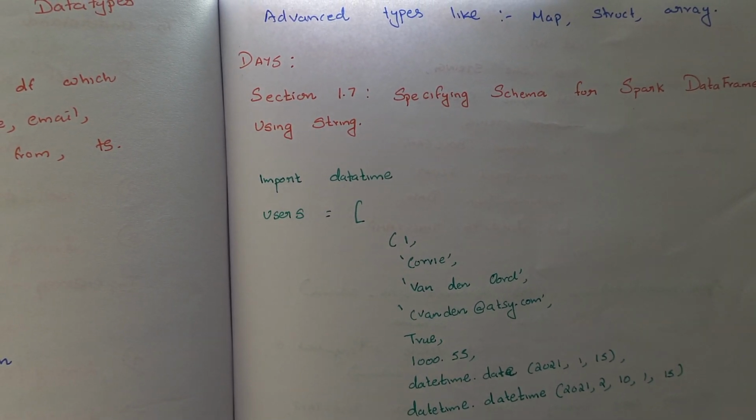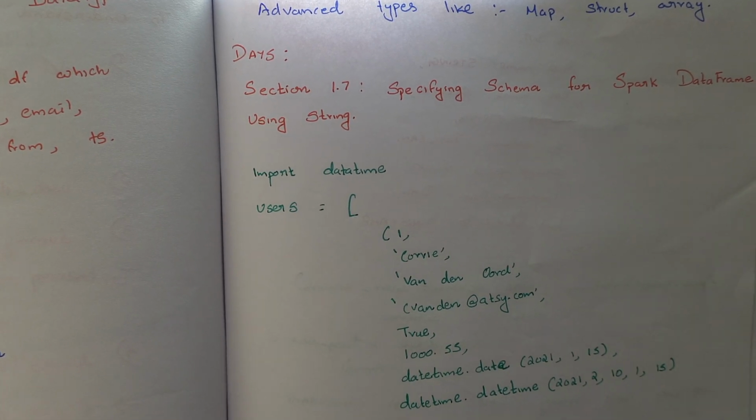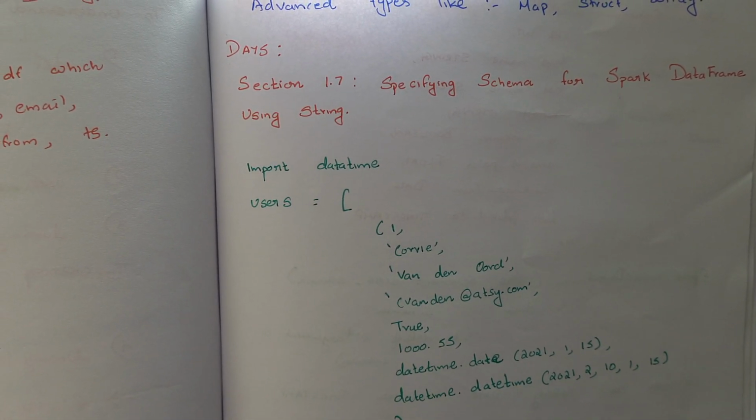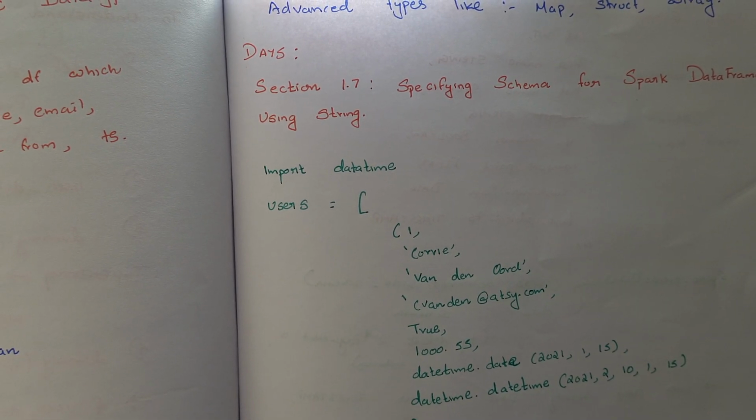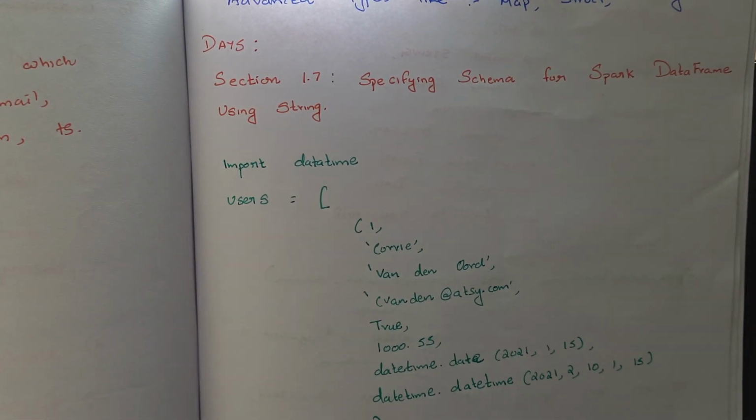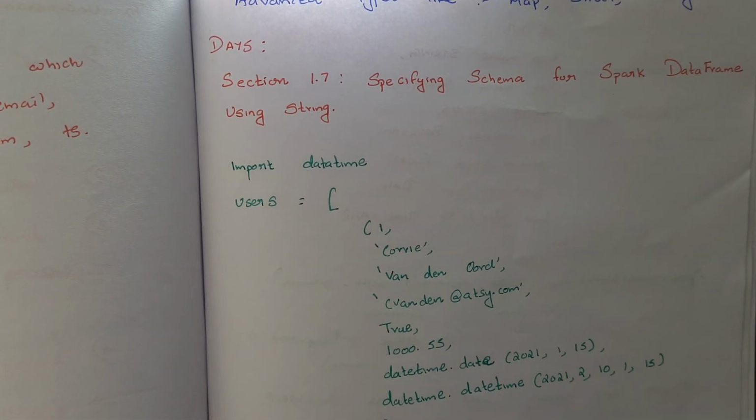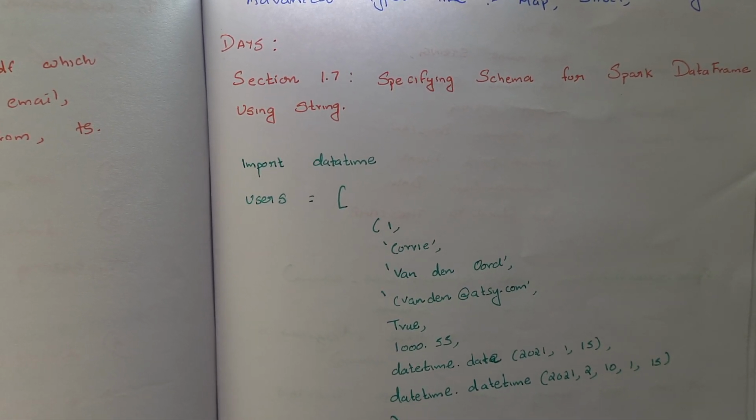Today we are on day 5 and session 1.7. In previous sessions, previous videos, we have seen how to create a data frame using multiple ways and what the basic data types we have. In today's session, we are going to see how to specify a schema for a Spark data frame using a string. There are multiple ways to specify a schema for a Spark data frame.